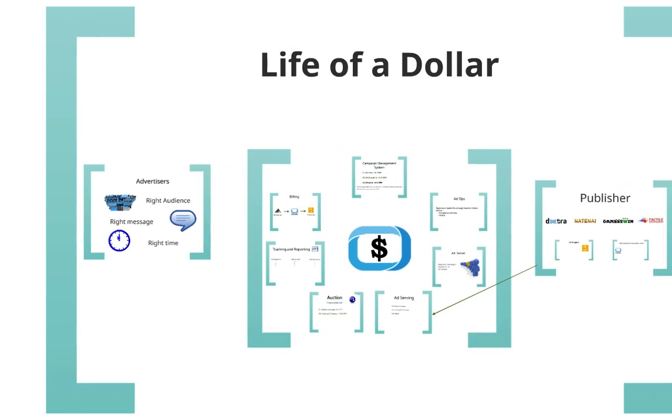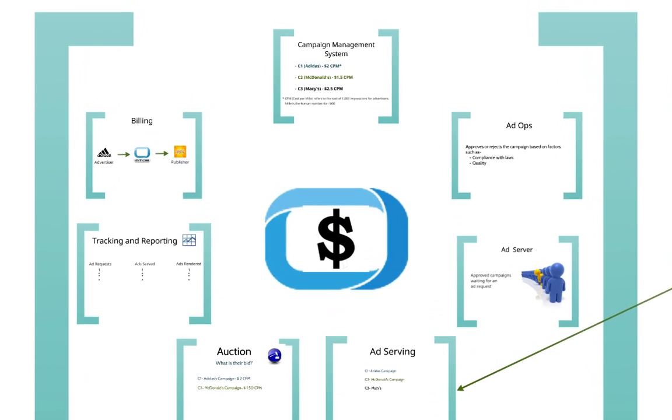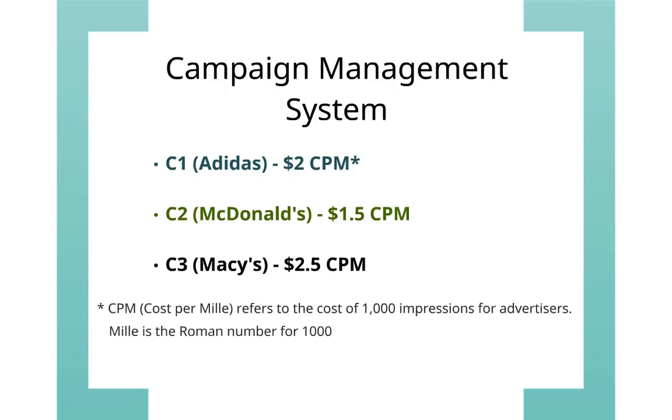Now I will construct for you how a dollar flows in the InMobi system. So our three campaigns first land into the campaign management system. We're going to take all the inputs that the advertiser gave us and put them into the campaign management system. We have C1 representing Adidas, C2 representing McDonald's, and C3 representing Macy's.